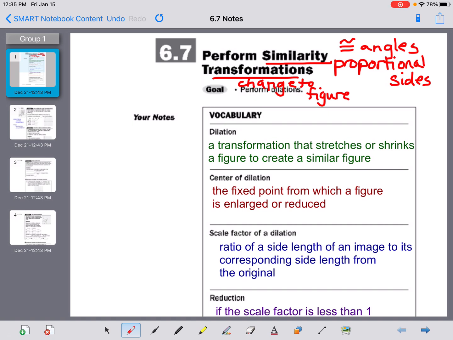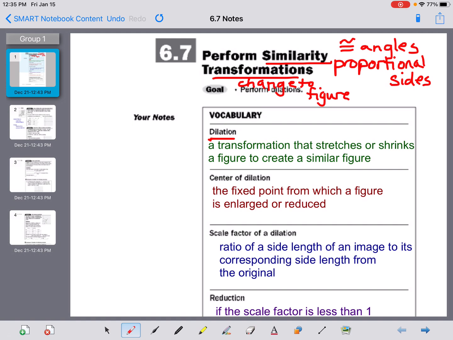This time, they're similar transformations, so we're not going to translate, we're not going to reflect, we're not going to rotate, because that would keep things the same. This time, we're only keeping things similar. So the type of transformation we're doing today is called a dilation. A dilation is a transformation that stretches or shrinks a figure to create a similar figure. So now we're keeping the same shape, but we're going to change its size.